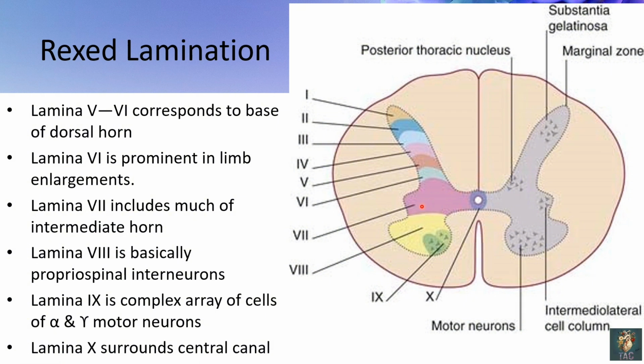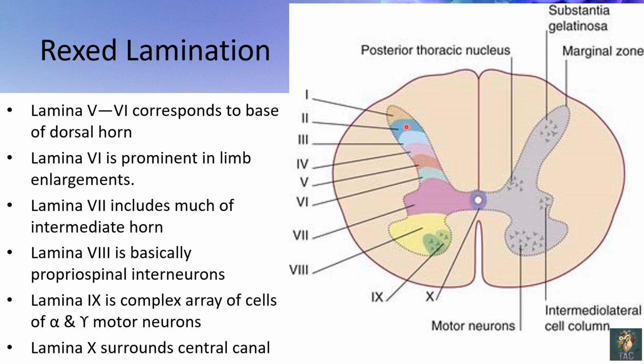After lamina 7, lamina 8 also contains the propriospinal interneurons. Then lamina 9 contains the area of alpha and gamma motor neurons. And lamina 10 is the area of the gray matter which surrounds the central canal.